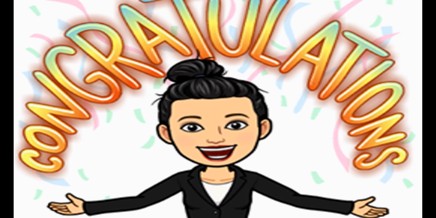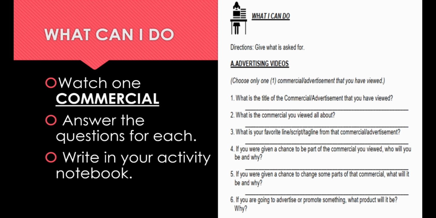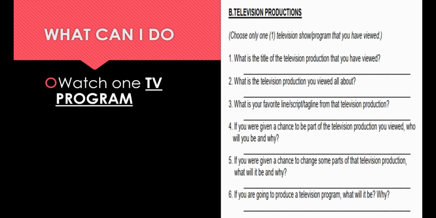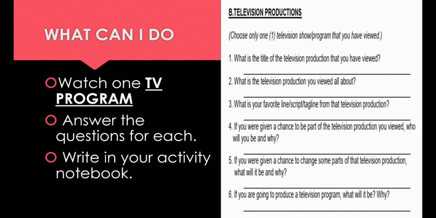To make sure that you apply this lesson, I want you to do the remaining activities on this module. On page 17, what can I do? Letter A, look for one commercial. Then answer the questions. Do the same for letter B, but this time, choose a TV program. Answer the questions for each, and write your answers in the activity notebook.